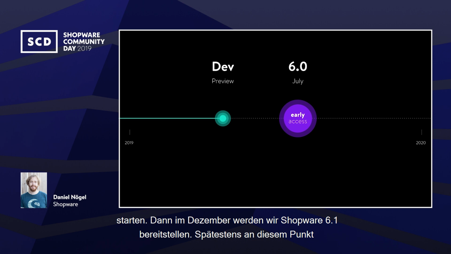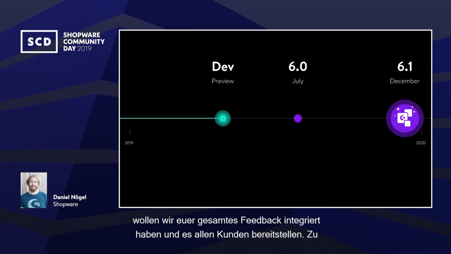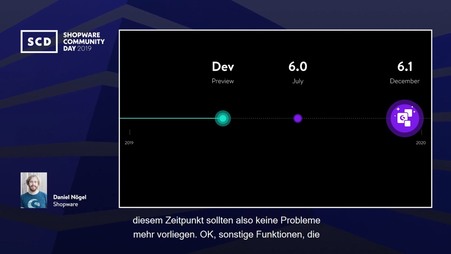So no review module. And we will do that starting from July. And then in December, there will be Shopware 6.1. And at this point, at the latest, we want to have all your feedback implemented inside it, and we want to make it available for every customer. So at this point, there should be nothing to concern.